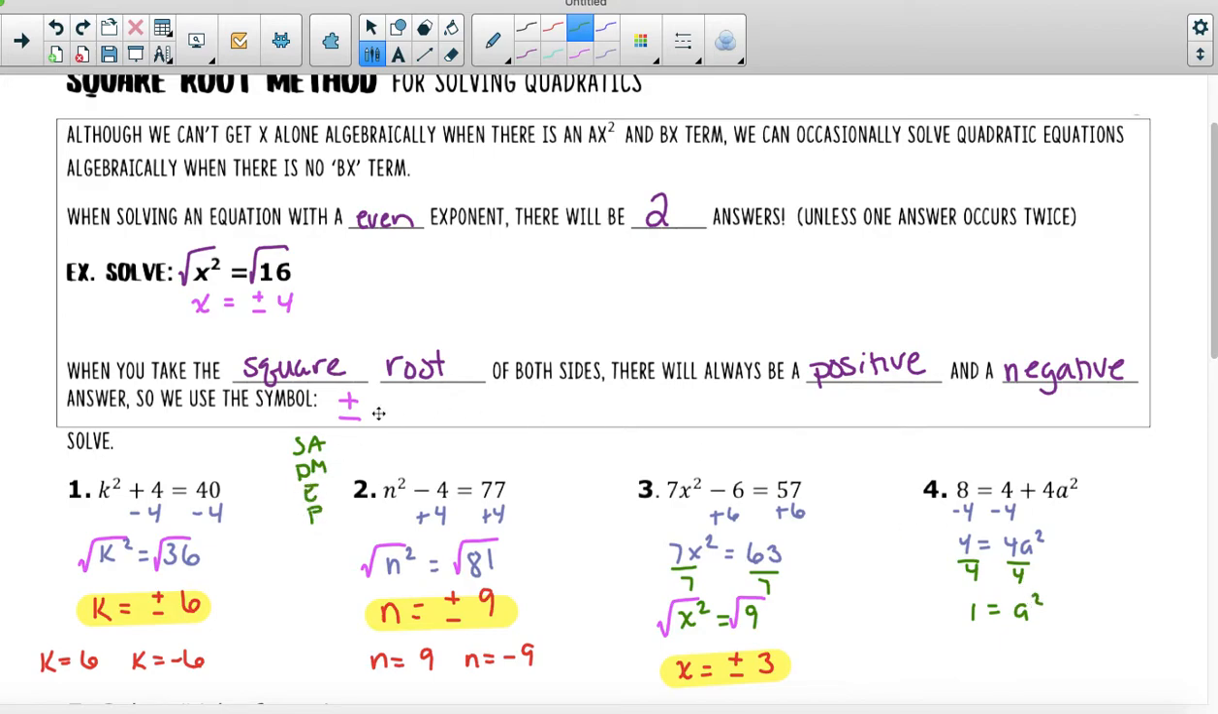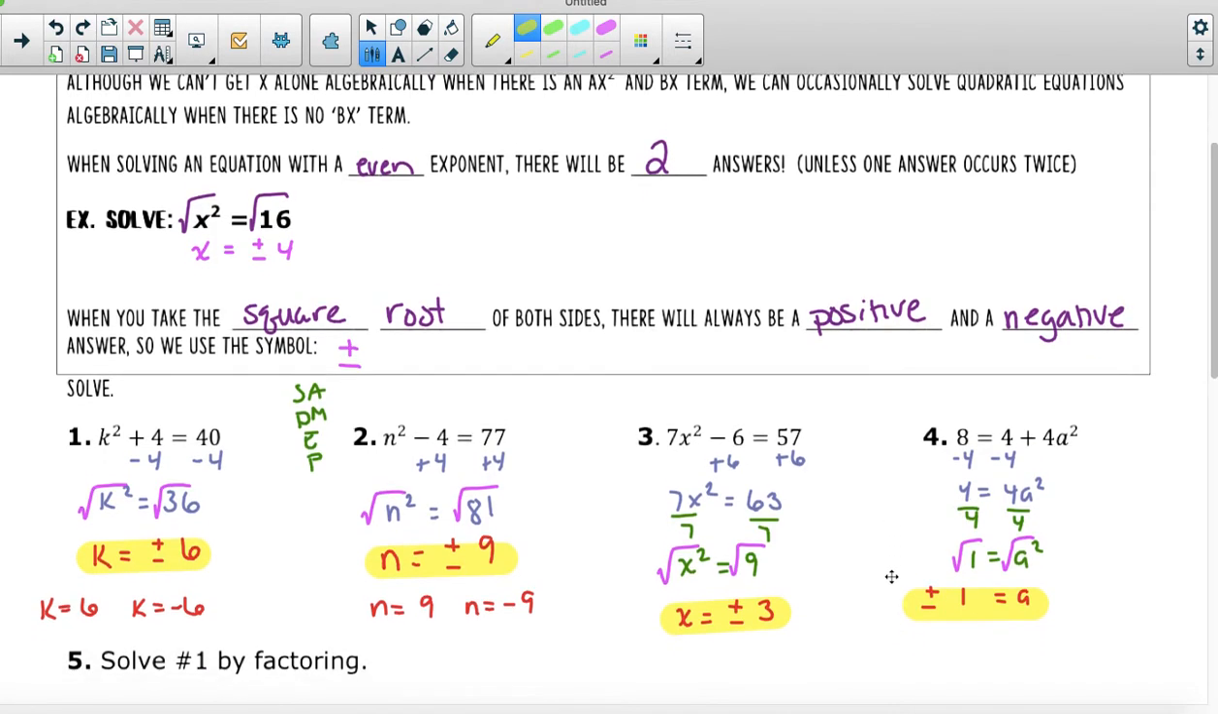Now we can focus on the exponent. Get rid of the square by taking the square root of both sides. Since we took the square root of both sides, there's going to be a positive and a negative. So we're going to have a is equal to a positive and a negative. The square root of 1 is 1. So again, our answers would be a is positive 1 and a is equal to a negative 1.